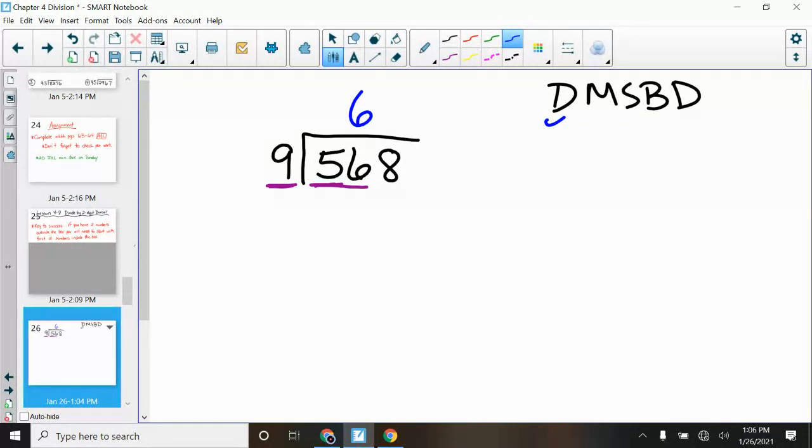Take me through the next step, Carson. Multiply 6, 9, and 56. What's 9 times 6? 54. Very good. Okay. And then I'm going to subtract, right, Carson? Because that's the next step that I have to do. What's 56 minus 54? 2. Very good. 2. Perfect. Thanks, Carson. We'll move on to somebody else. Take me to the next step, Braden. Bring down your 8. Yep.